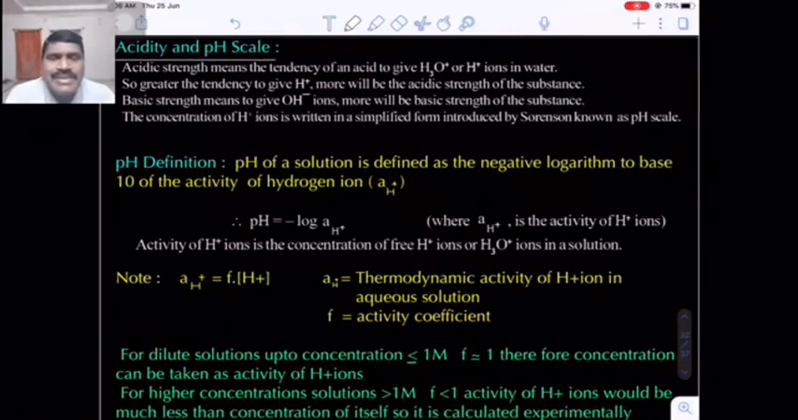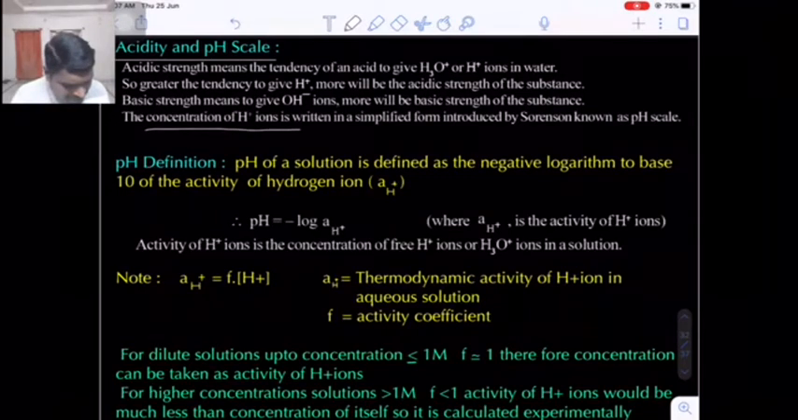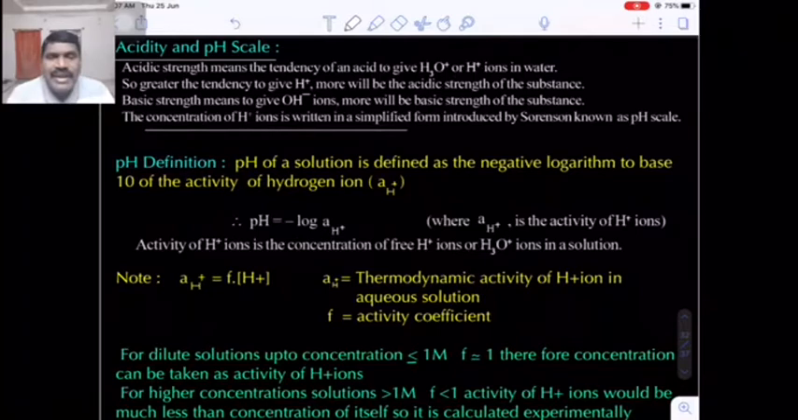Now, the acidic strength. What is the definition of an acid? It gives H plus ions or H3O plus ions in water. If it has a great tendency to donate H plus ions, then that compound is called more acidic in nature. The substance which has a tendency to produce OH minus ions in water is called a base, and the compound which has a great tendency to give more OH minus ions is called a strong base.